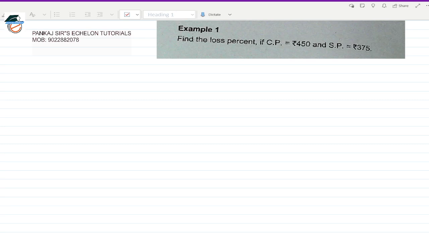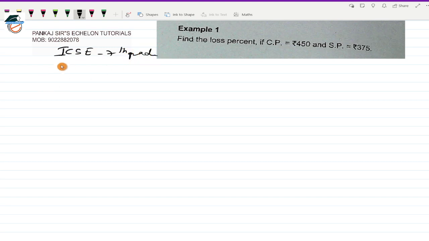In today's session, we are going to deal with ICSE 7th grade. The subject is as usual maths, and the topic happens to be profit and loss. Let us see how many questions we can do today. So let us start with example number 1.